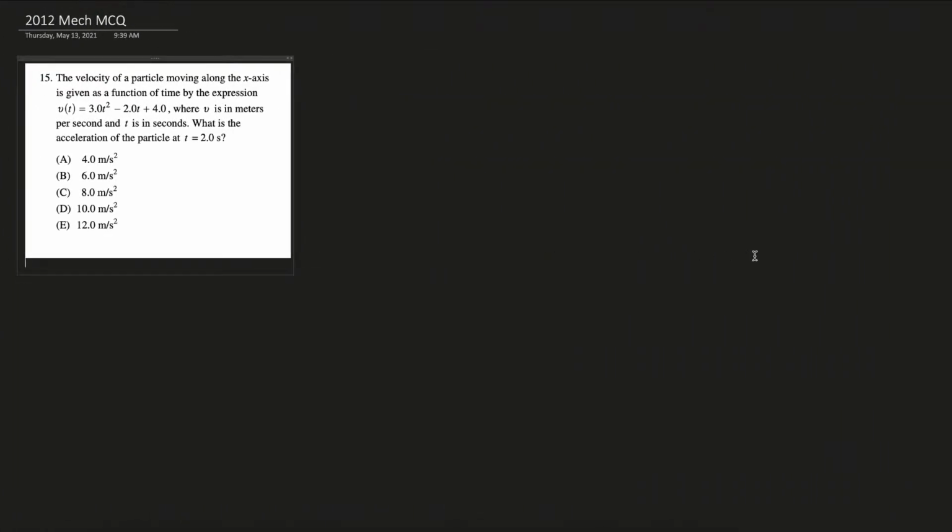All right, number 15. The velocity of a particle moving along the x-axis is given as a function of time by the expression v of t is equal to 3t squared minus 2t plus 4, where v is in meters per second and t is in seconds. What is the acceleration of the particle at time t equals 2 seconds?